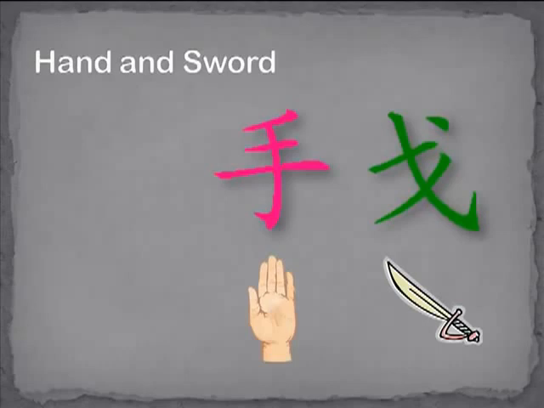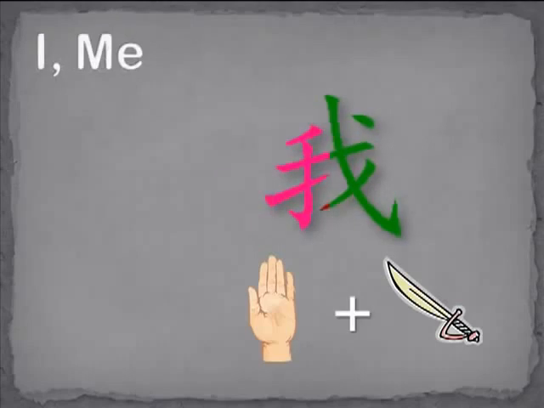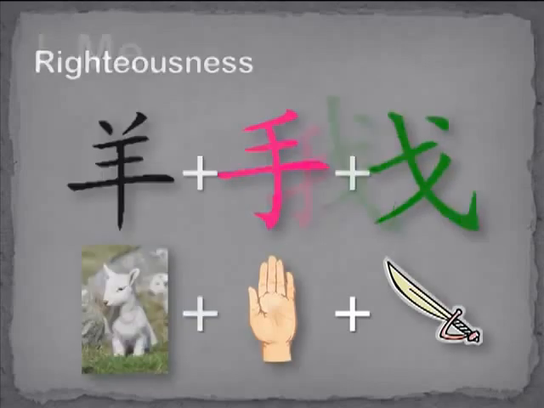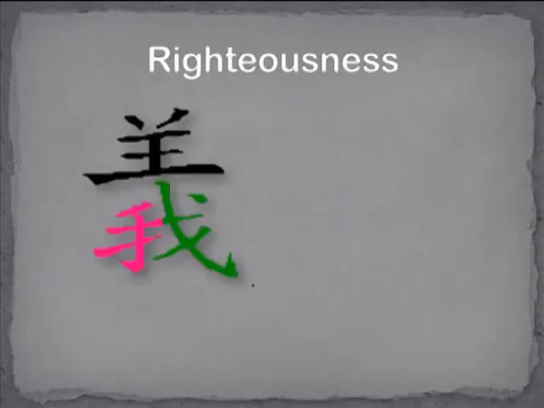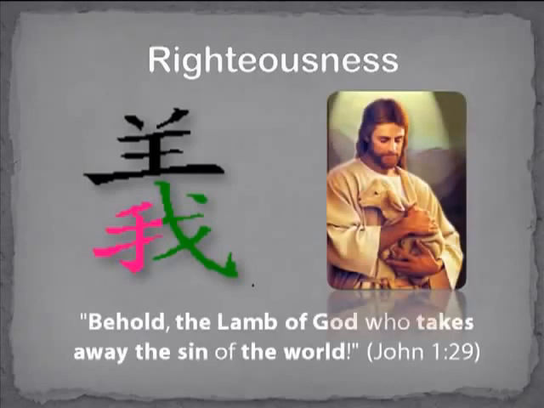Now let's look at similar components, but add in the hand. So the hand is in fuchsia there, and we combine that with the sword. When I am holding a sword, I'm talking about me, and the two together is wo, which means me. That's very interesting, but now let's combine that with the previous word we just saw, which is sheep. So if we take sheep, Yang, with the hand and the sword together, and put the sheep over me, or the lamb over me, that word becomes righteousness.